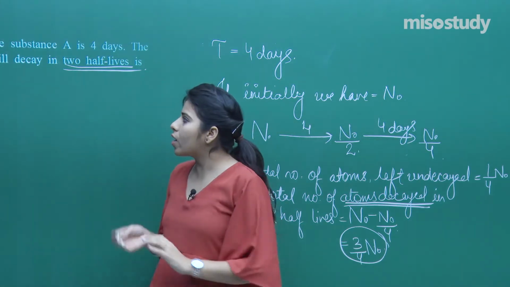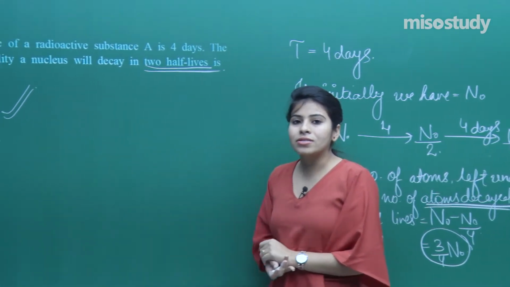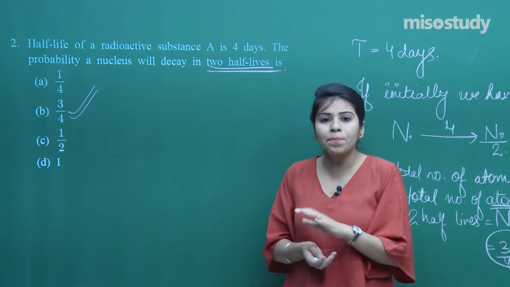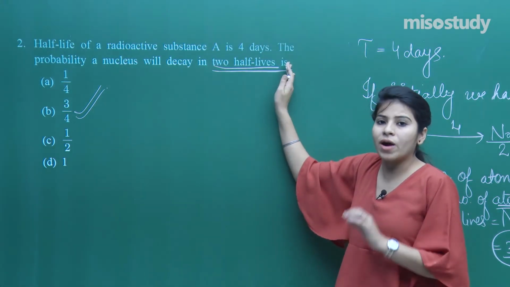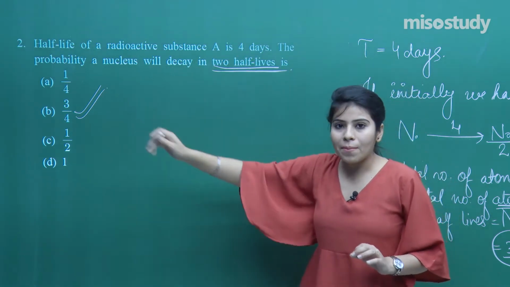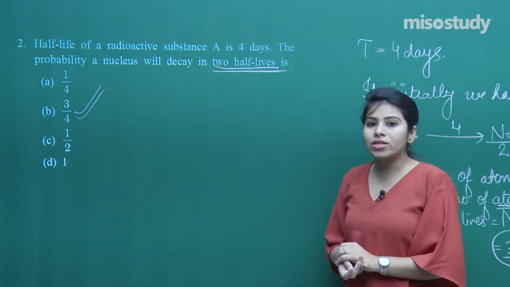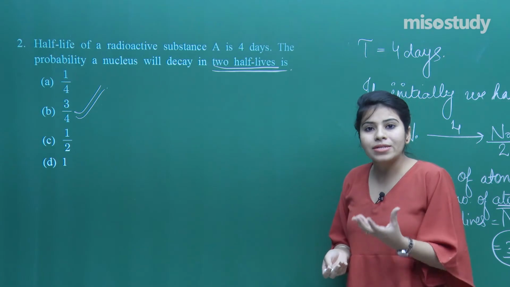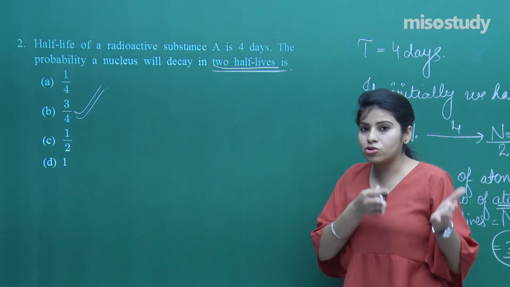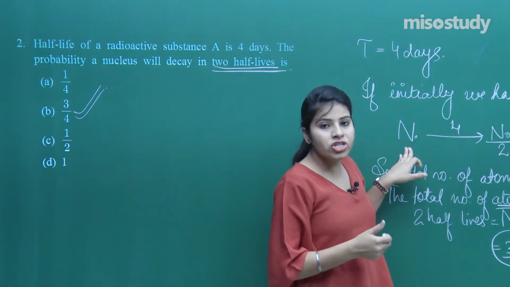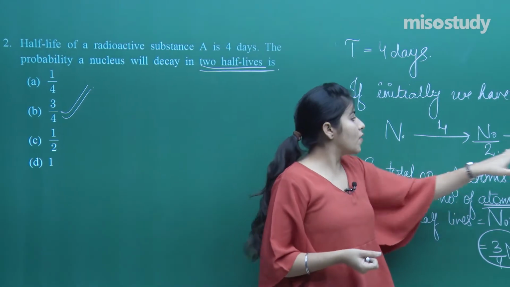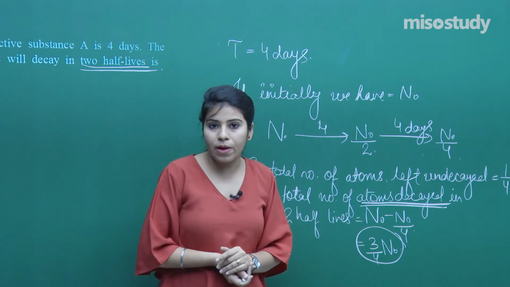So this was your question. I know that this question might look very simple to you, but if you just look at the question, you might get confused with the probability. So let me just tell you what the probability is. The probability is nothing but the final minus original, but here we know that initially we have n naught number of atoms and finally we have n naught by 4.